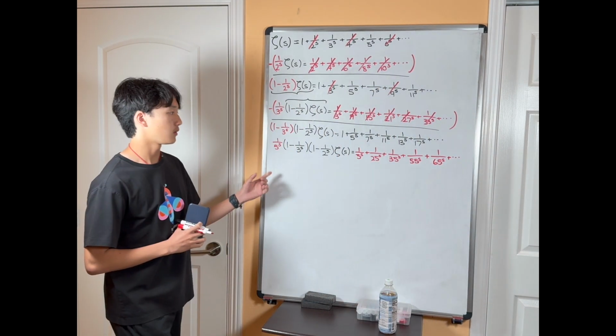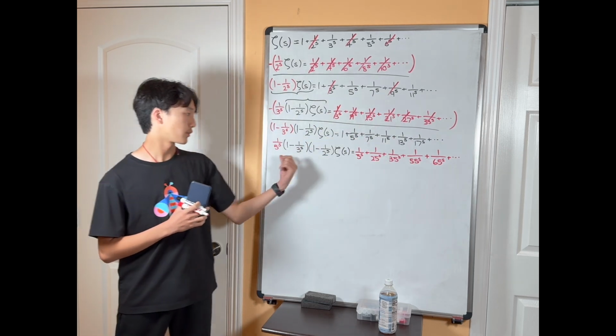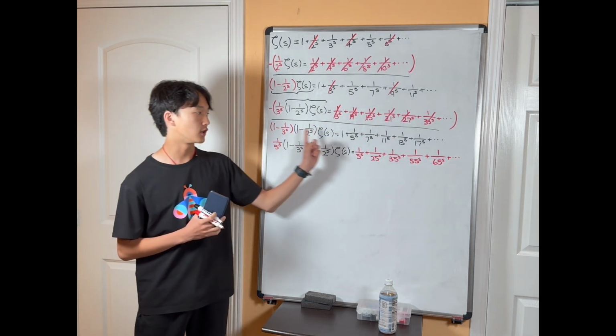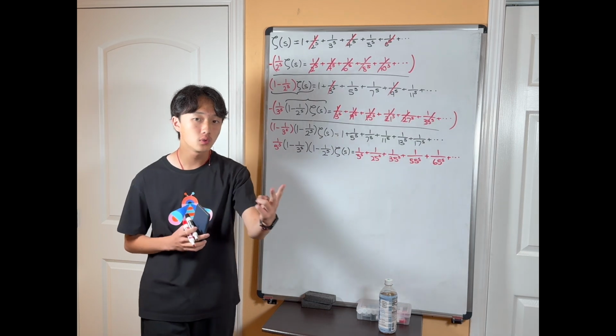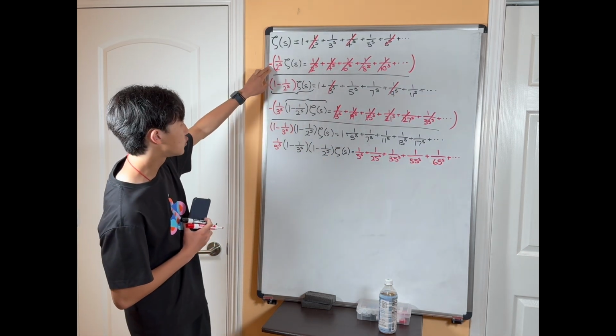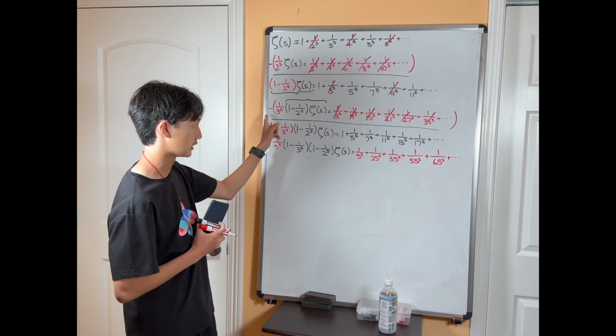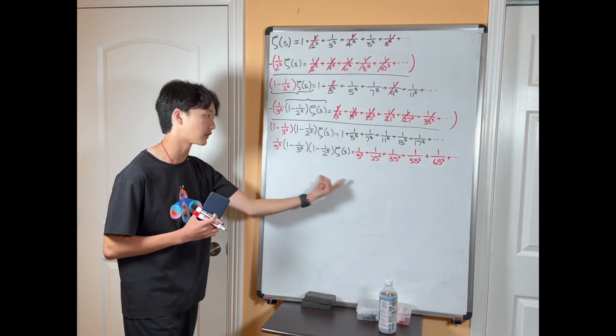Okay, so we went ahead and multiplied this guy with 1 over 5 to the s. So as a reminder in here, none of the bases are multiples of 2 or 3, because we filtered the 2's out with this step and then the remaining 3's out with this step. So now let's go ahead and filter out the remaining 5's.